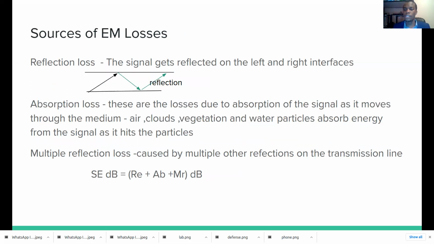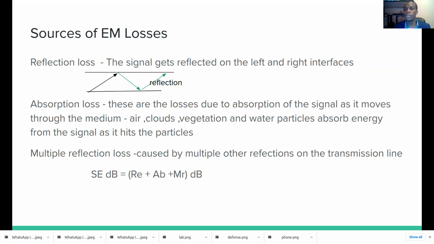So there are sources of these electromagnetic losses: reflection losses, absorption losses, and also multiple reflection losses. These are denoted in this formula by RE for reflection, AB for absorption, and MR for multiple reflection.